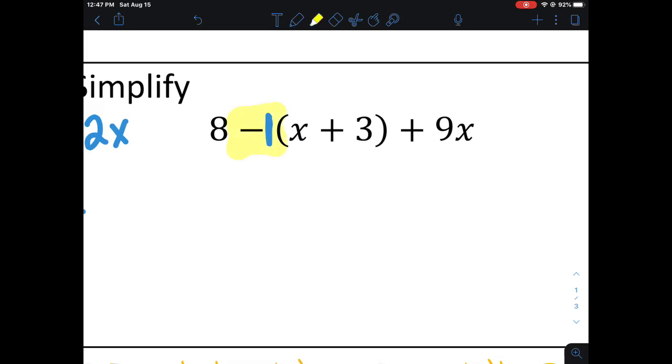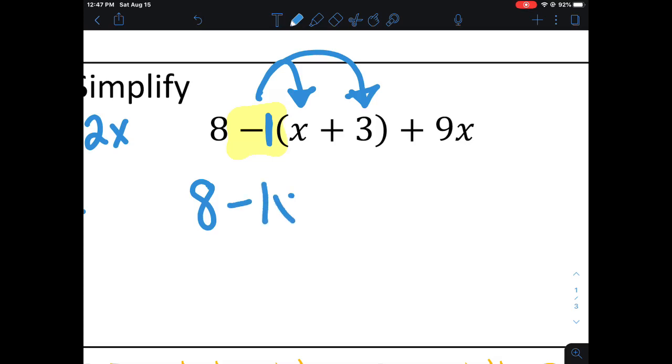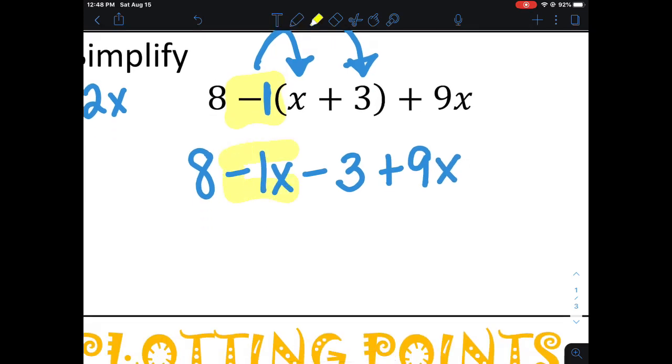So I'm going to take that negative 1 and I will distribute to the x and to the 3. So I have 8 minus 1x, because negative 1 times x is negative 1x. Negative 1 times 3 is negative 3, plus 9x. And now I can combine like terms like I've been doing this whole section. Okay, got the 8, got the negative 3. If you want to write them so that the like terms are together, you can.